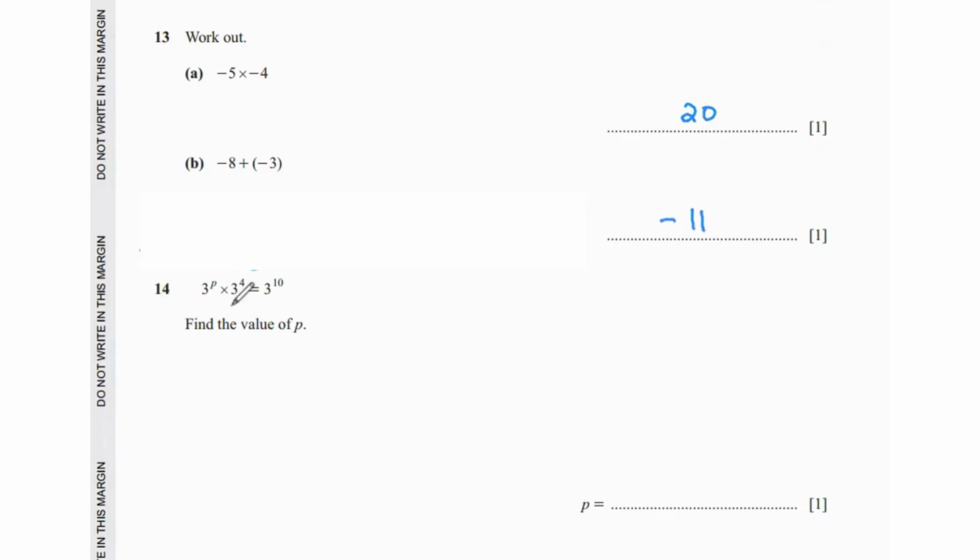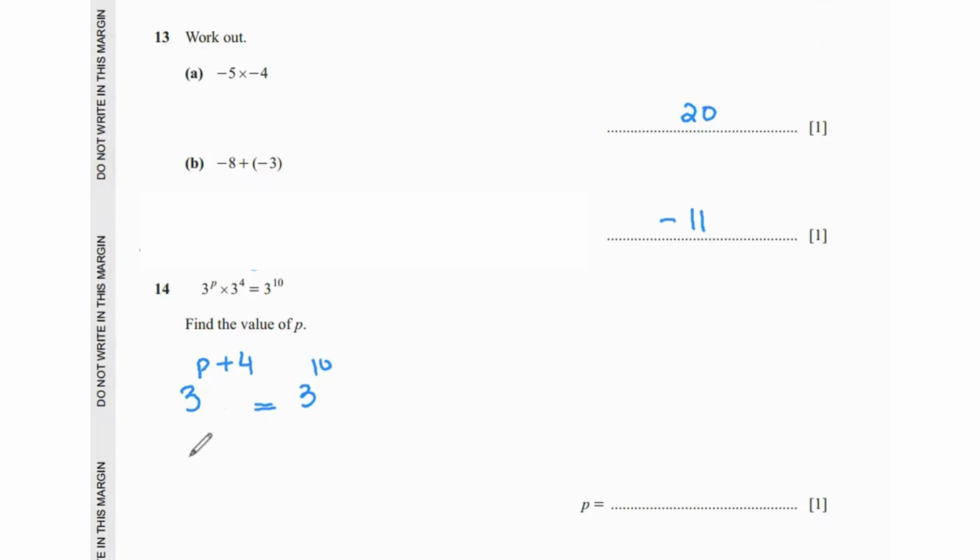Then 3 to the power of p times 3 to the power of 4 equals 3 to the power of 10. Find the value of p. This is the rules of indices. Whenever you have similar bases being multiplied, what we do is we add the powers. So on the left-hand side, it's going to be 3 to the power of p plus 4. The base is the same, which is 3, but what we do is we add the powers. And this remains as it is because it's on the other side of the equal to sign.